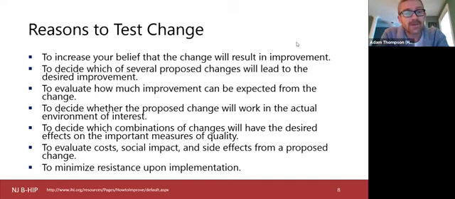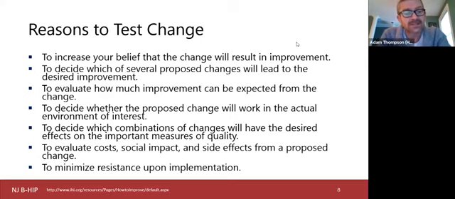You can also help evaluate how much improvement can be expected from a change. Are you going to see a big bump, or is it a little bump over time? And how long will that take? You can decide whether the proposed change will actually work in the environment you want it to work in. Sometimes we can design a beautiful process sitting at a table, but when you get into a clinic and it's got a flow, it doesn't work, right? Well, if you had never tested that, but sent out all the instructions across the hospital system, you could see the chaos that would ensue when it didn't work in the environment it was intended for.